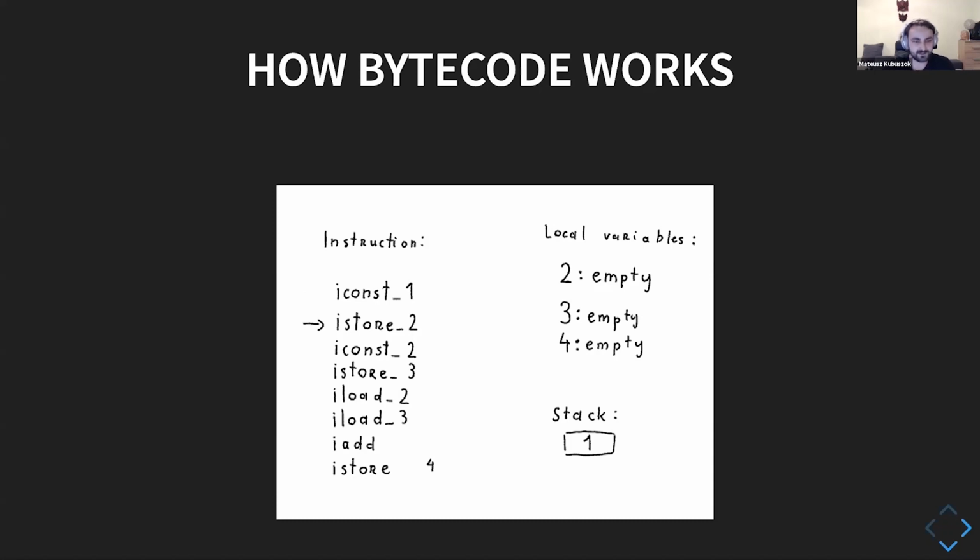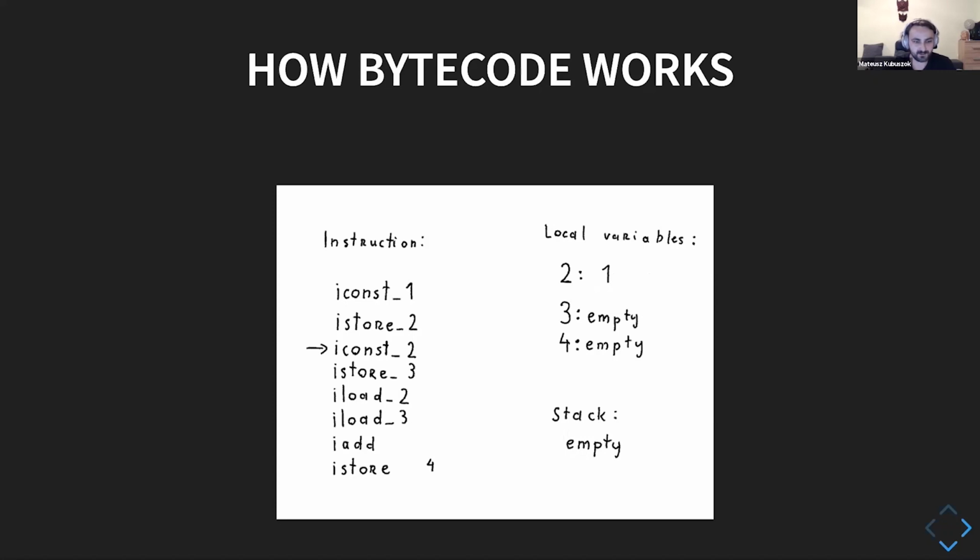The next instruction is istore_2. For the first few local variables, the JVM also has specialized instructions for storing the top of the stack. This basically means take the integer which is on the top of the stack and store it into local variable number 2. So once we execute it, the stack is again empty, and local variable 2 is initialized with a value of 1.